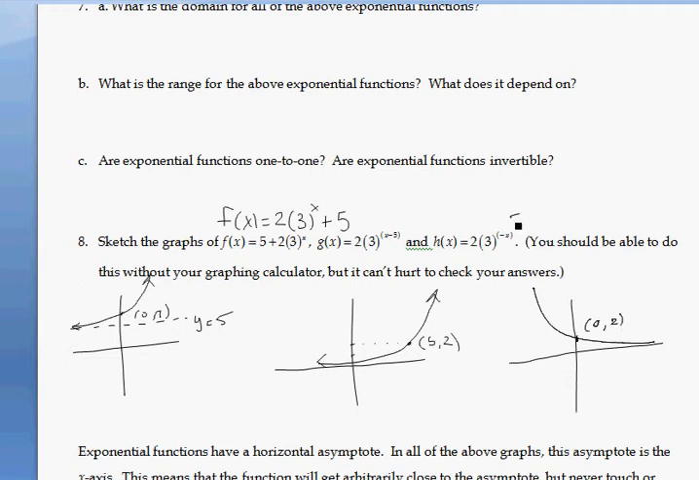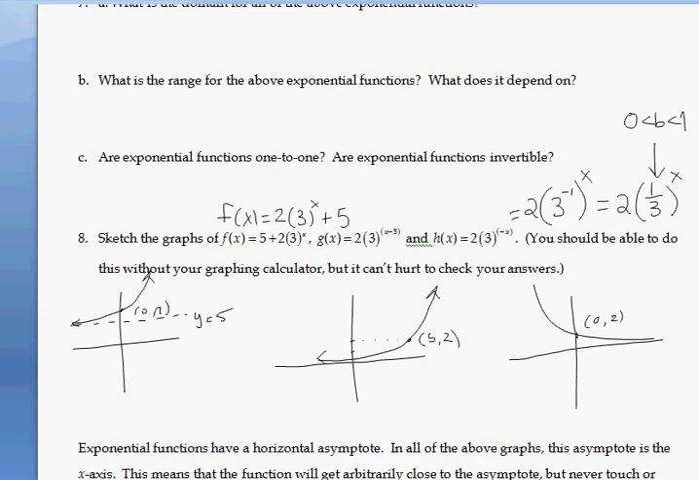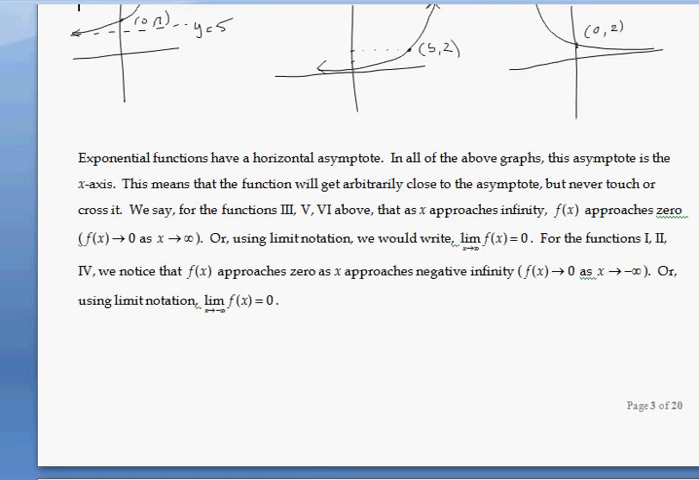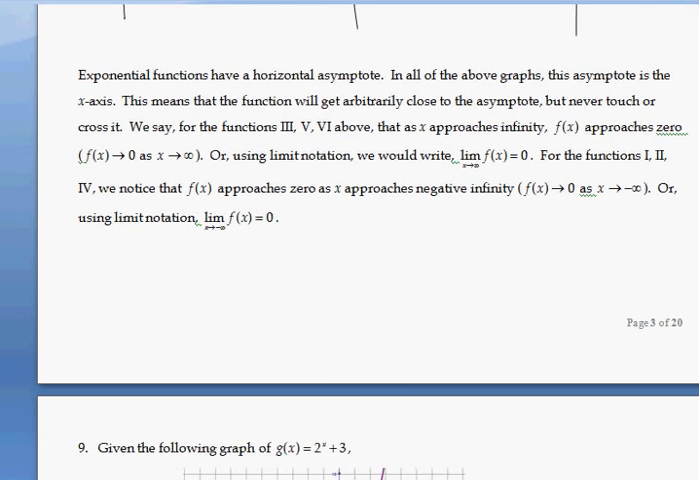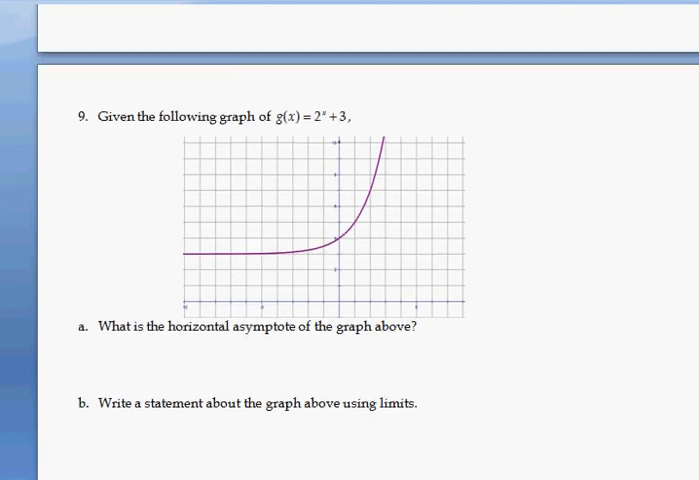And remember, the other way to view this is to think of it as 2 times 3 to the negative 1 to the x. That's using properties of exponents. And that's the same thing as 2 times 1/3 to the x. So now we see that's a base value between 0 and 1, and so it makes more sense to be decreasing. So we skipped over those, and now we have complete notes on that portion. We talked about the notation of the horizontal asymptote. Let's finish up these last couple ones that we didn't get to.